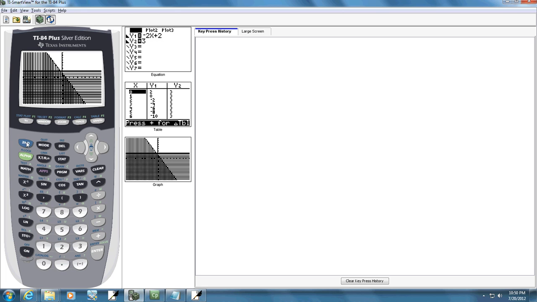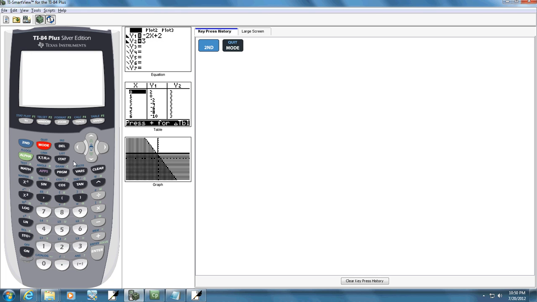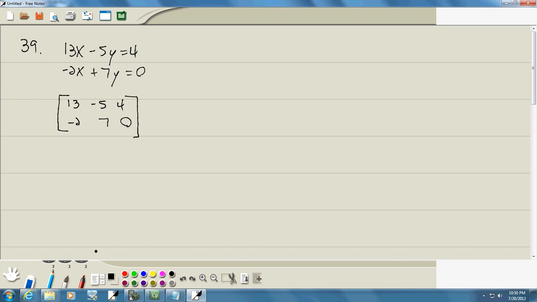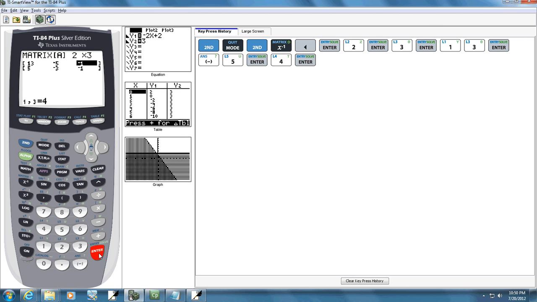So I'm going to exit out. I'm in graph mode still, so second mode. And I'll go to my matrix menu, second, x and negative 1. I want to left arrow over to edit, and do enter on A, and then do 2 enter, 3 enter. And we got 13 enter, negative 5 enter, 4 enter, negative 2 enter, 7 enter, and 0 enter.